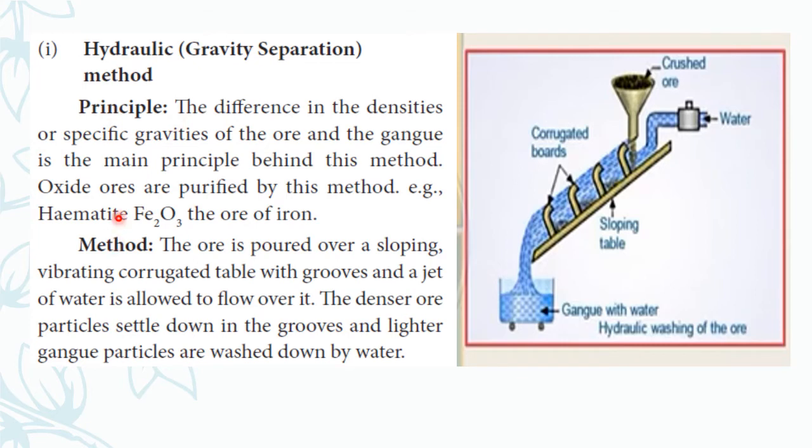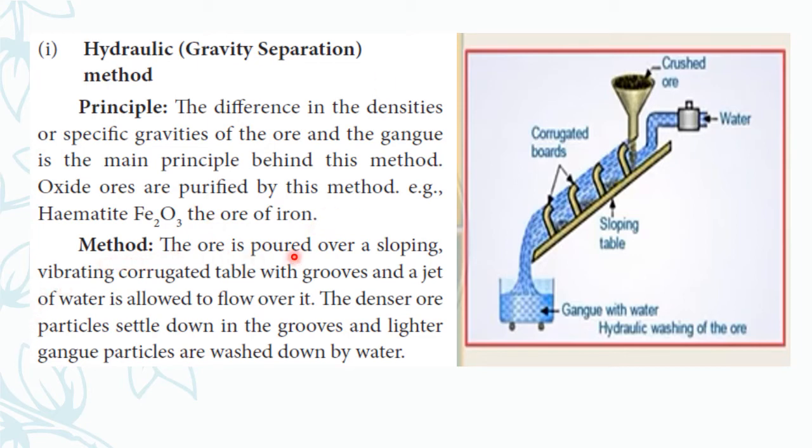We'll see the principle. The difference in the densities or specific gravities of the ore and the gangue is the main principle behind this method. Oxide ores are purified by this method. Example, hematite. Formula for hematite is Fe2O3, the ore of iron. Next we'll see the method.